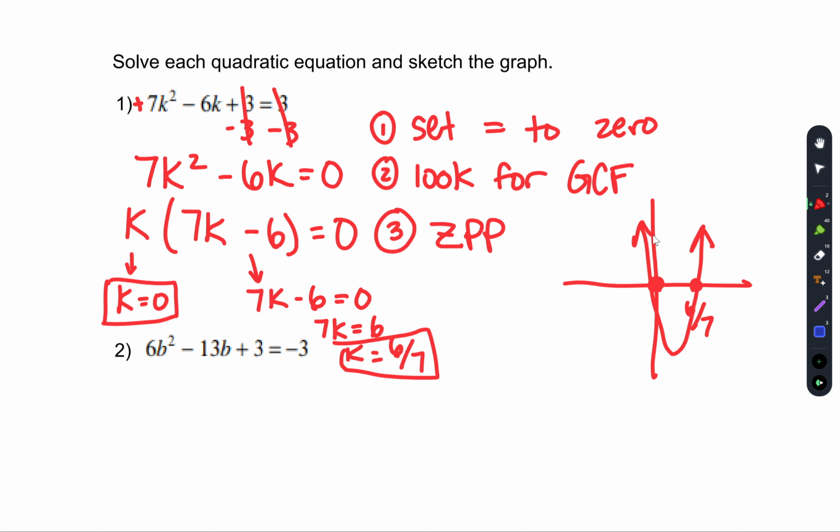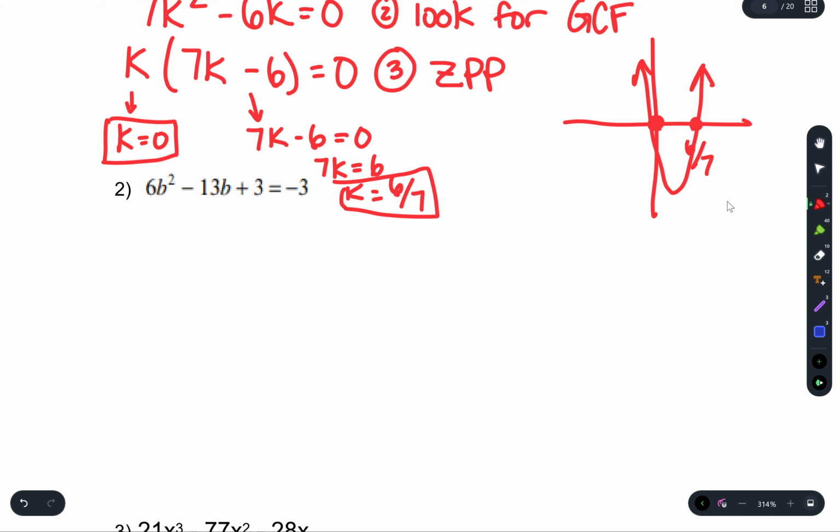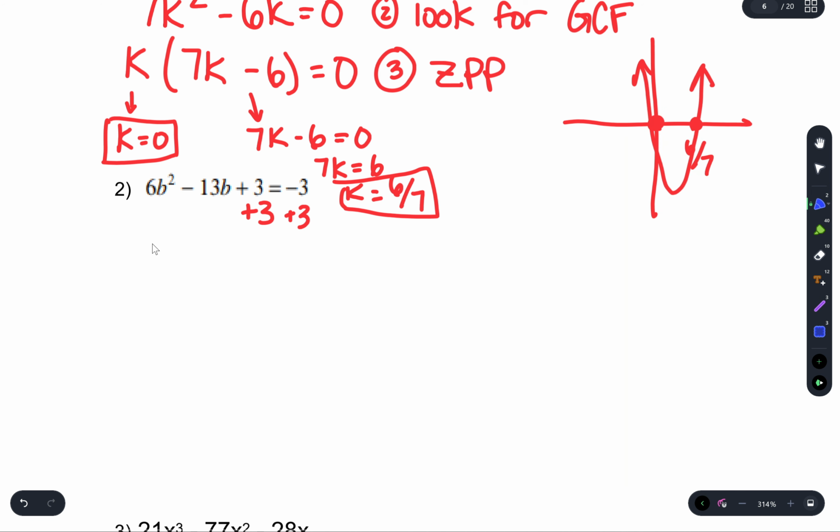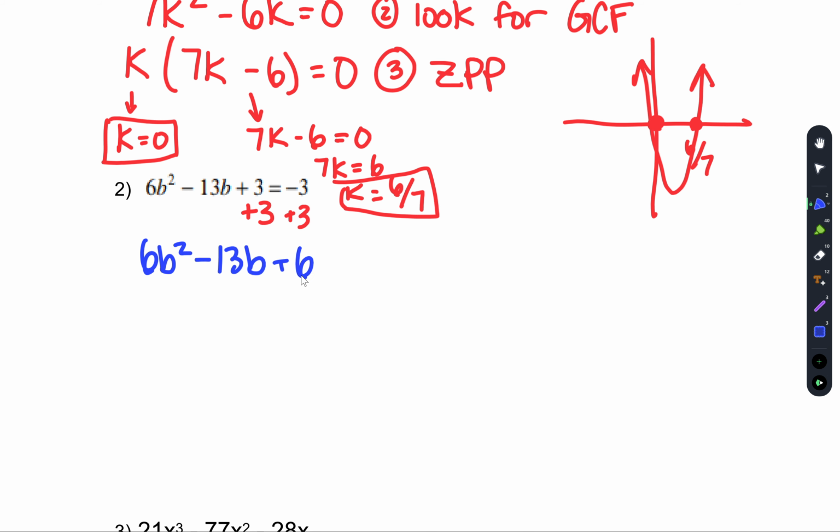Any questions on this? Next one, again, kind of tricky. We're going to go with that first step, which is to get everything set equal to 0. So now I'm going to add 3. I'm going to change colors here. I have 6b squared minus 13b plus 6 equals 0.